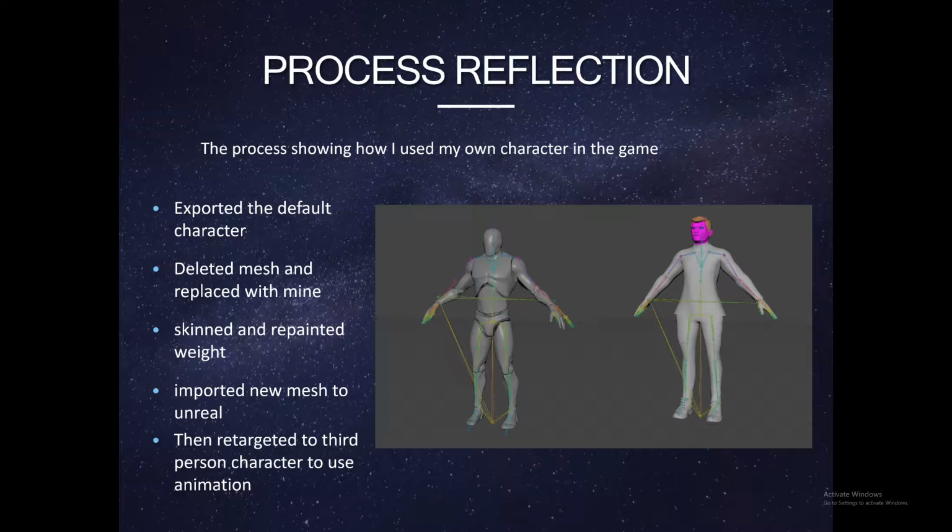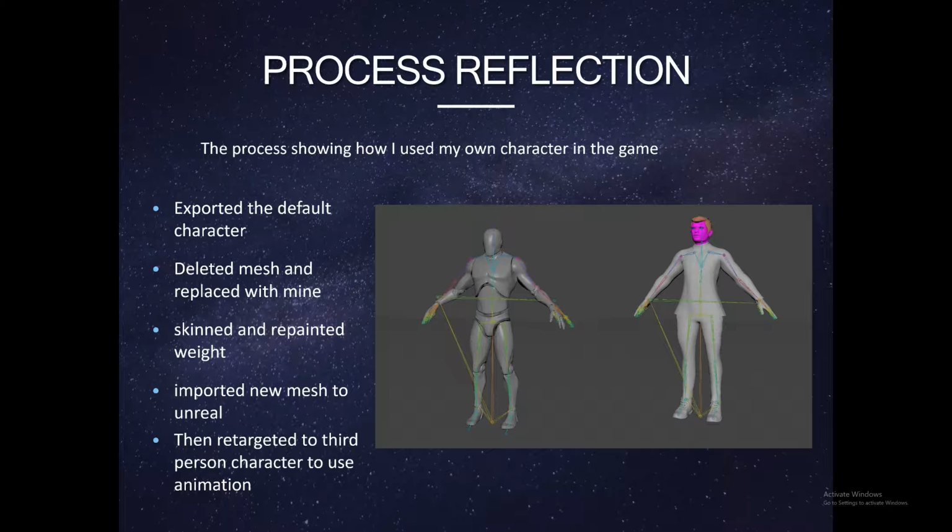So this is the process reflection. I'm going to talk first about how I got my own character into the game. I started off by exporting the Unreal Mannequin. I deleted the mesh in Maya, and then I imported my character on top of that, scaled it all about, got it so it's matching, moved the bones about just so it fitted correctly. Then I skinned it, and then I spent a long time repainting the weight so there was no clipping or deformity issues.